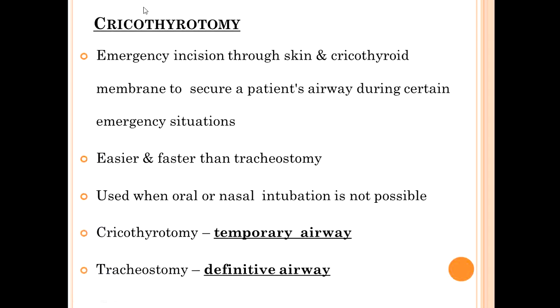Second thing is, what is cricothyroidotomy? It is an emergency incision through the skin and cricothyroid membrane to secure a patient's airway during certain emergencies. It is easier and faster than tracheostomy. It is used when oral and nasal intubation is not possible. If somebody asks you the difference between cricothyroidotomy and tracheostomy: cricothyroidotomy is a temporary airway, done in the cricothyroid membrane. Tracheostomy is a definite airway and it is done in the trachea.